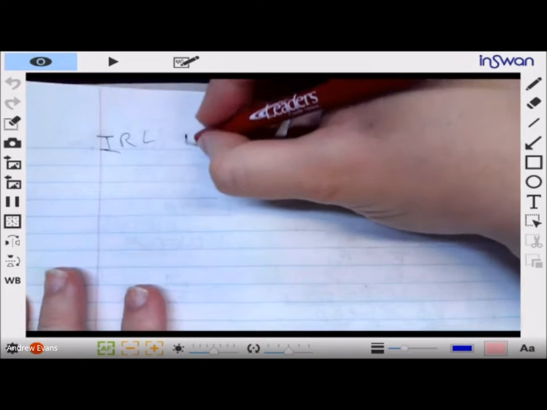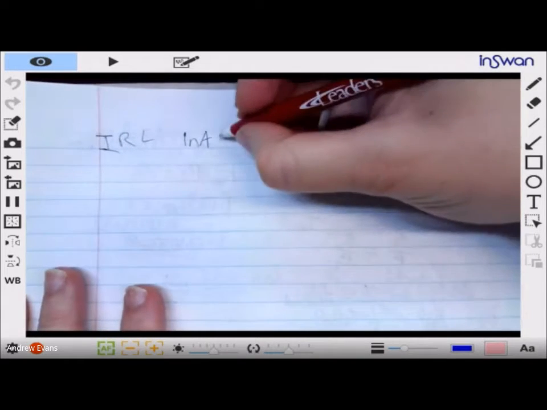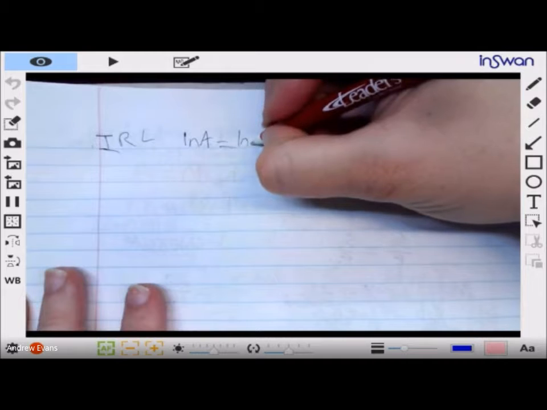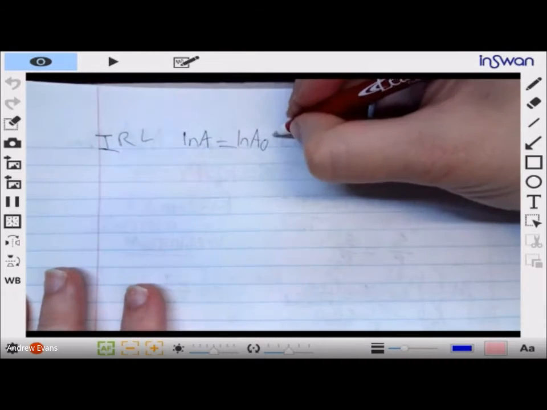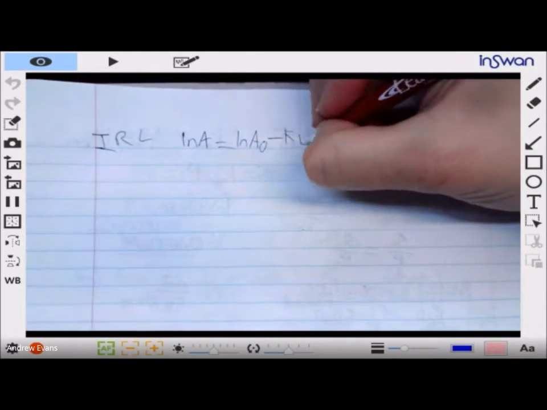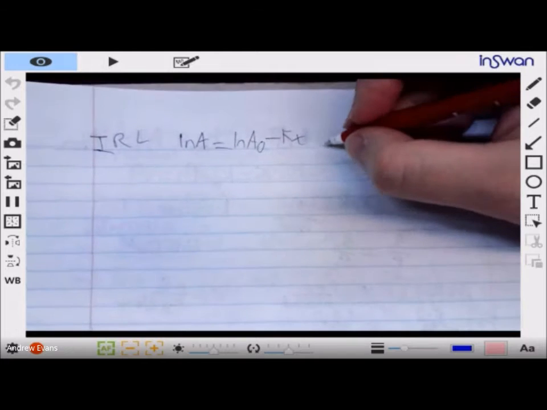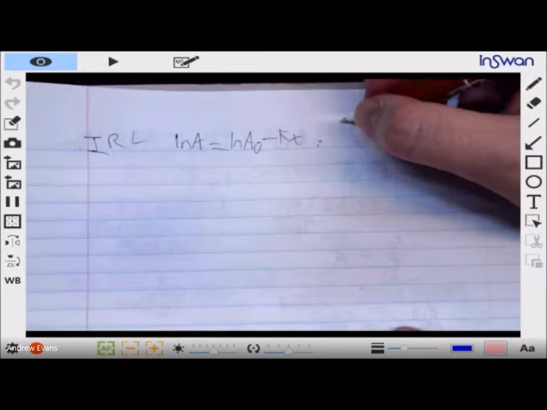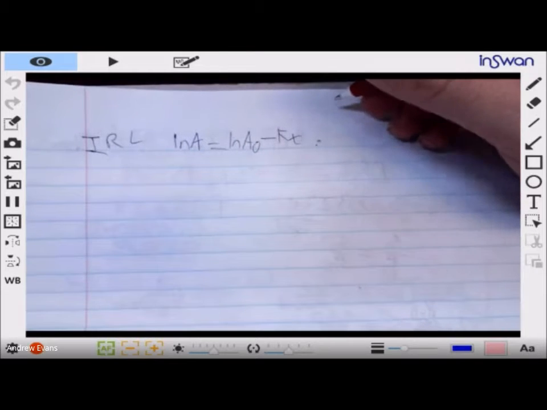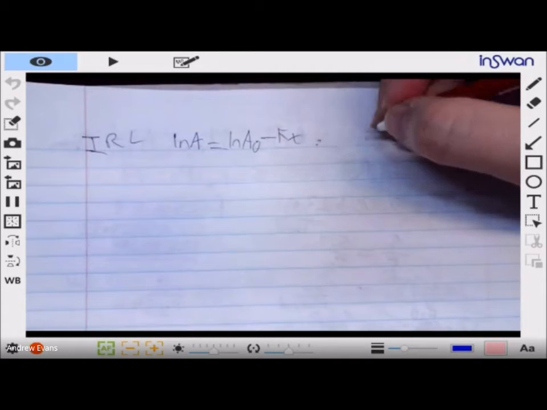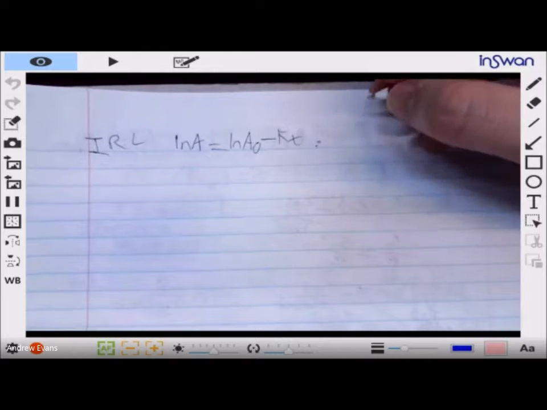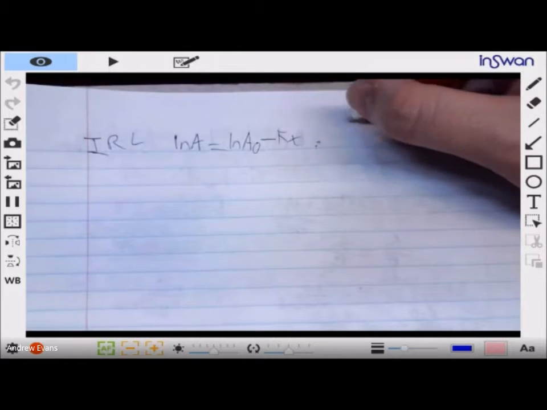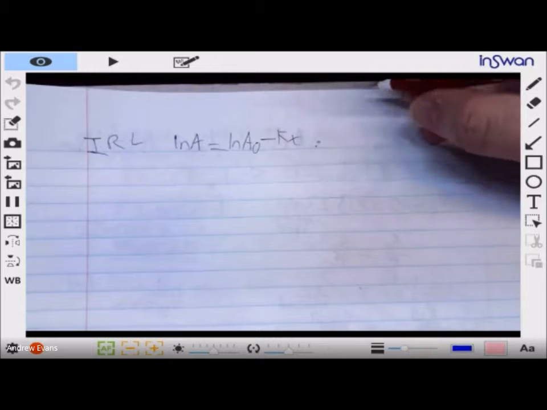The two most common ones are first order and second order. While there is a zero order, it is less commonly used. The first order one is prevalent, especially in nuclear chemistry, because all nuclear chemical reactions are first order reactions. So if you know how to do first order, you know how to do all nuclear chemistry.